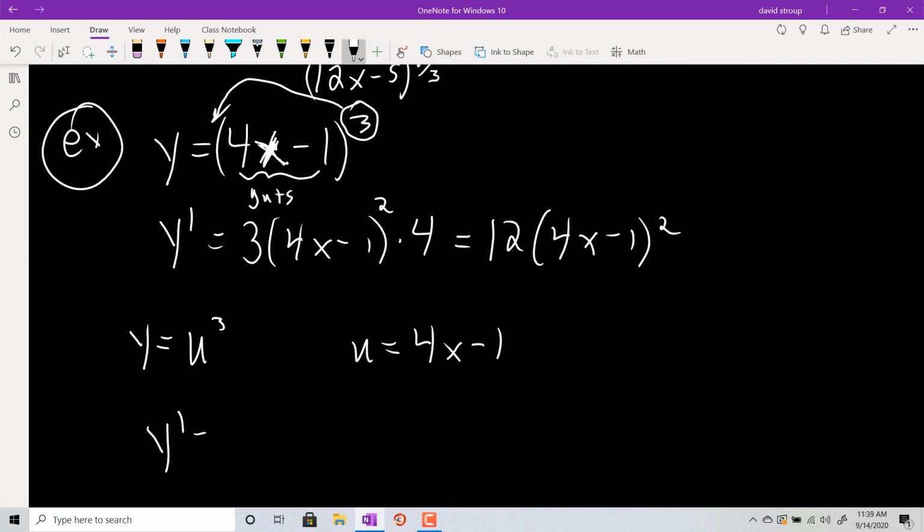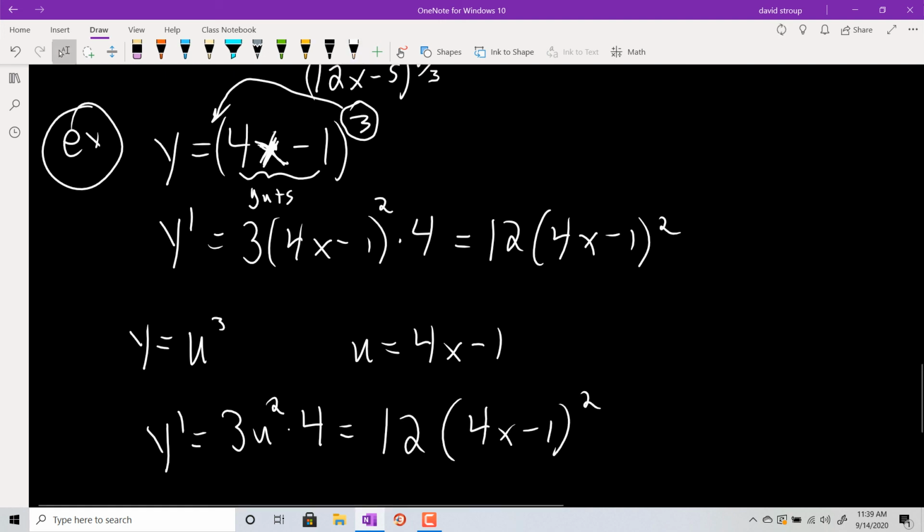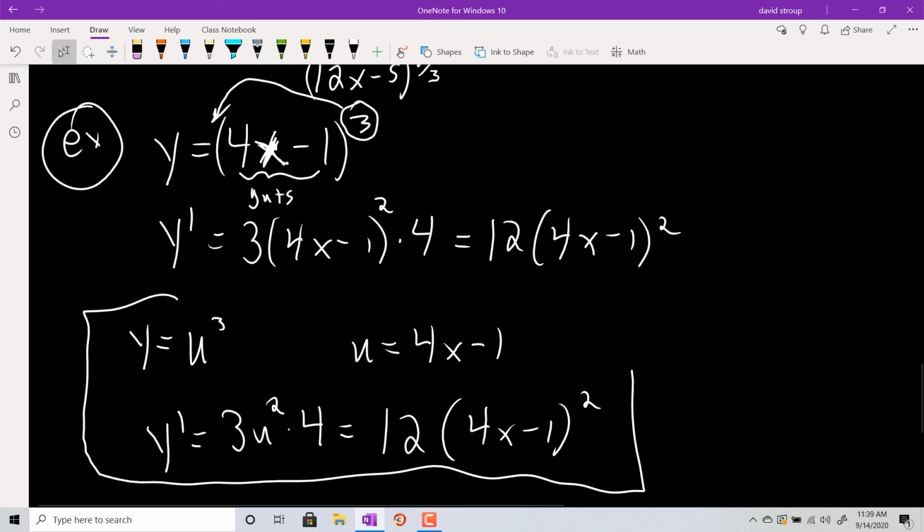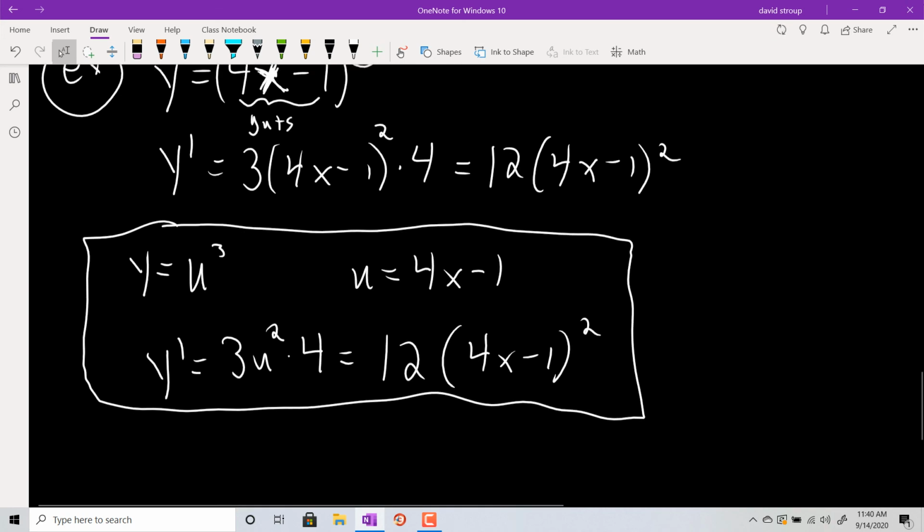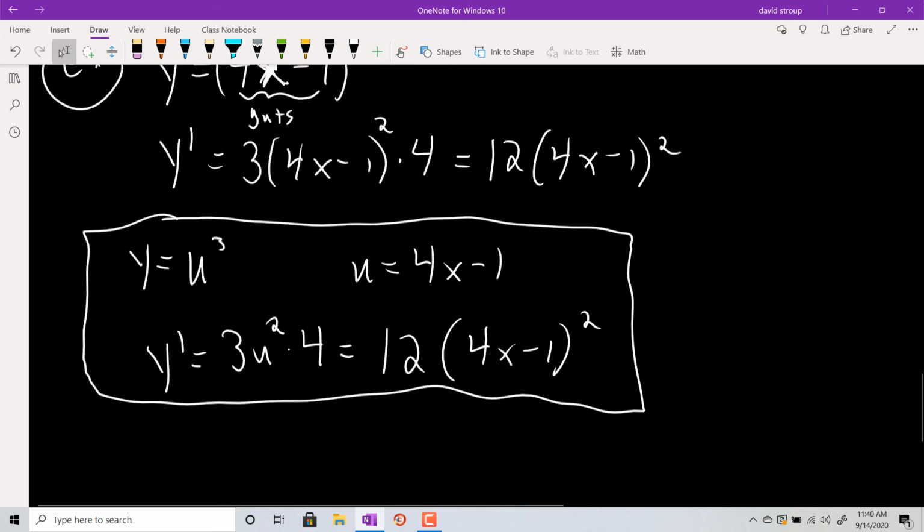So y prime is 3u squared times the derivative of u, which is 4, which of course would be 12 times u, which is 4x minus 1 squared. Okay. The reason why you might not want to be doing this substitution thing is because when the problems get a little harder and they start throwing in quotient rules on top of everything, it becomes a little bit, I don't know, too much, having to do all these weird substitutions and stuff like that.